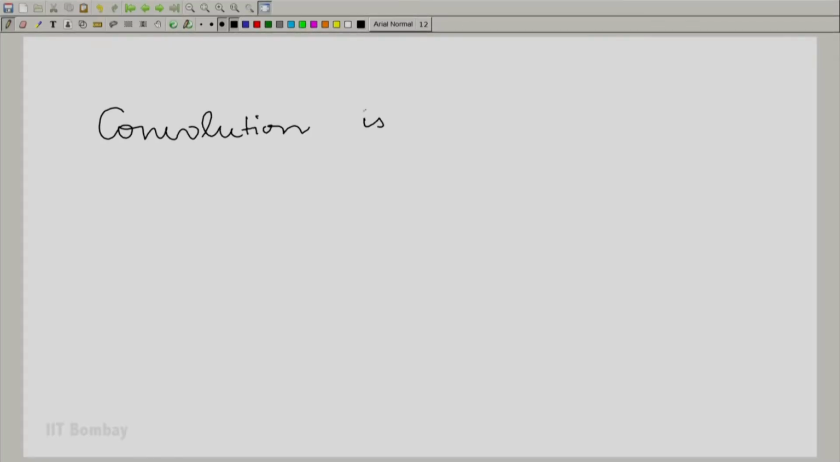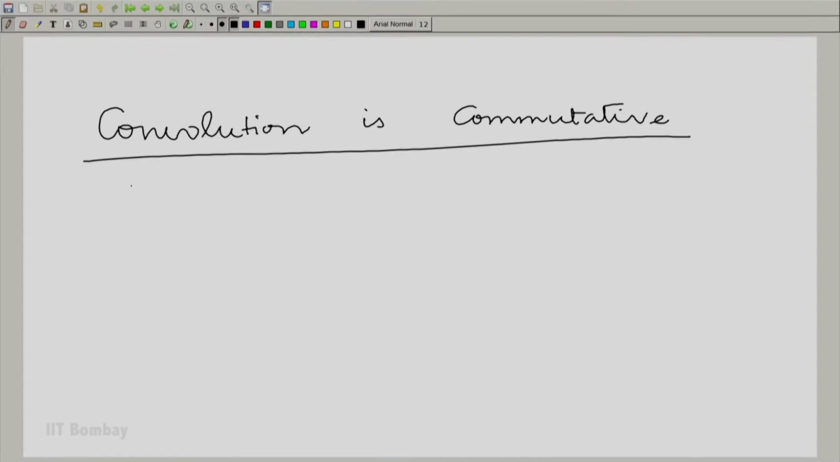So, I had asked you to prove, at that time I had left it as an exercise for you to prove that convolution is commutative. I am sure many of you must have attempted that exercise by now, but let me now carry out the proof, because it is a very important idea. So, let me prove that convolution is commutative. What I mean by that is, it does not matter whether you are talking about convolving x1 with x2 or x2 with x1, they are the same thing.